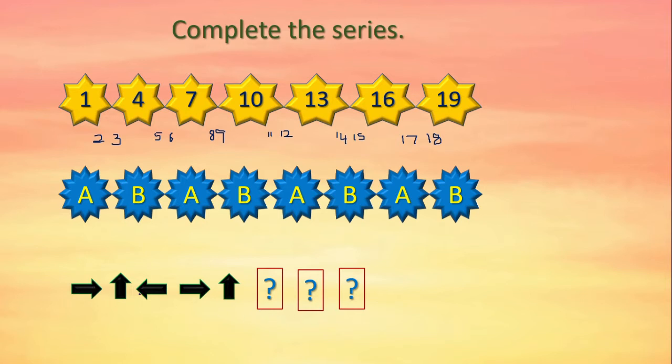Right, up, left. Right, up. So it should be left, isn't it? Very good. Then after left comes right. Right? Then up. What the children, how to do? How to think? Very good. Like this you have to think. Means same thing you have to repeat. Then we will get one pattern.